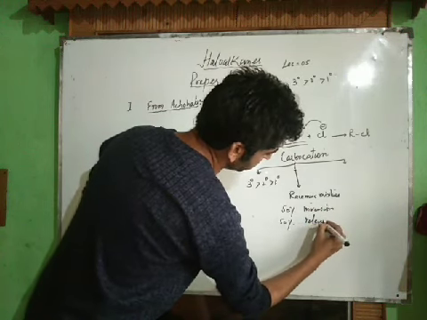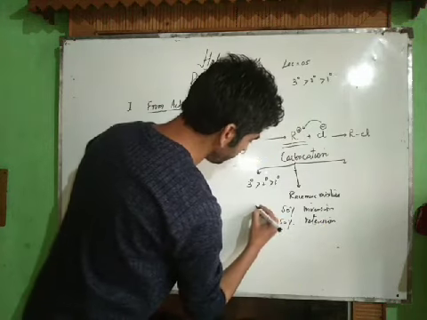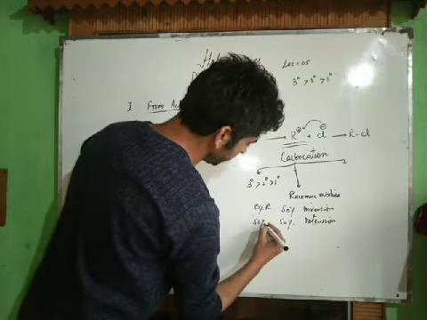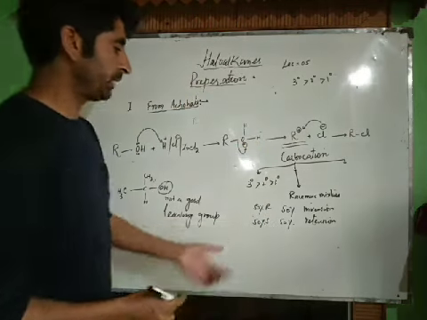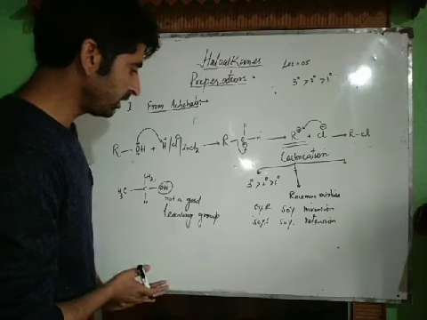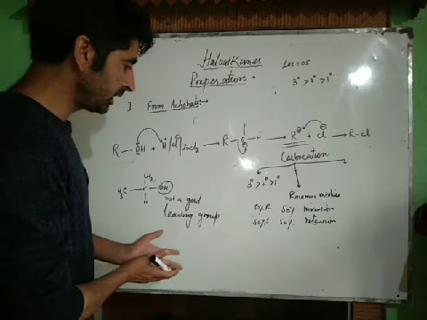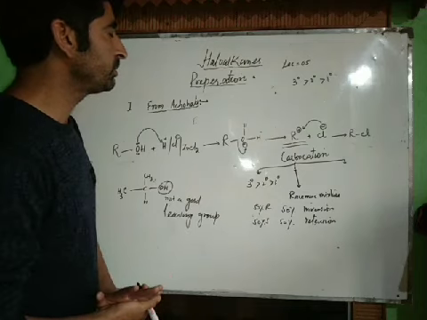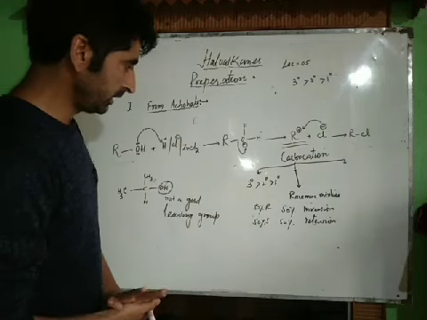50% retention means we get 50% R isomer, 50% S isomer. This thing I have explained: what's retention, what's inversion, how can we get 50% R, how can we get 50% S, in my last lecture, lecture 3 or 4. Maybe lecture 2, in lecture 2.